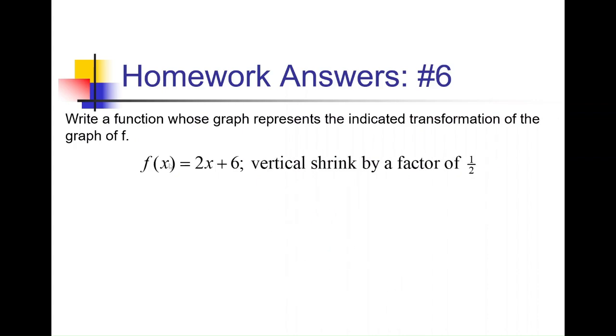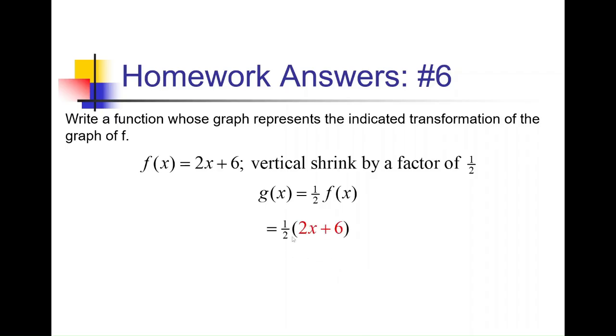On this one, I am taking the f function and performing a vertical shrink by a factor of 1/2. Since it's vertical, this is happening outside the function, and it's going to be exactly what it looks like. So I'm going to have to multiply the f function by 1/2 to get my g function. Let me just replace this f of x with the 2x plus 6.